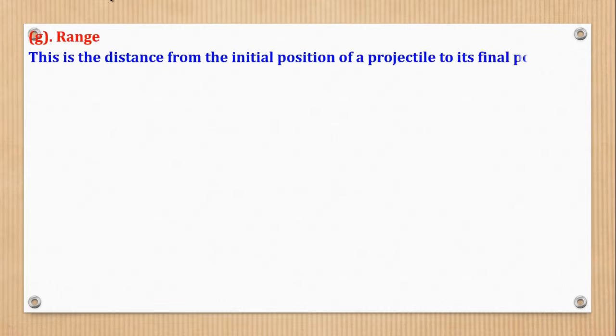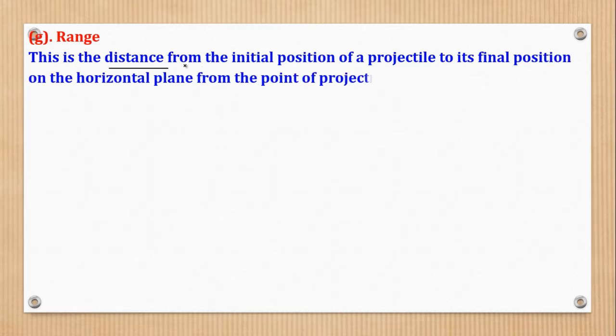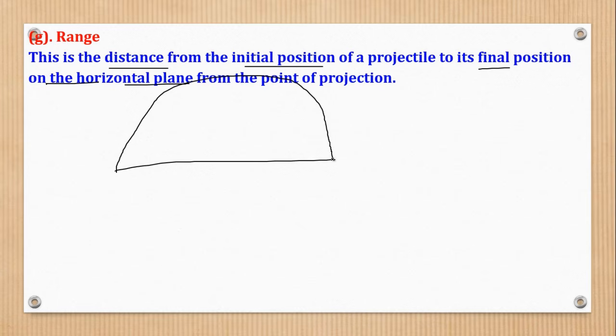Another term is called range. We also saw that in the diagram. So what is range? Range is the distance from the initial position of a projectile to its final position on the horizontal plane. Note this, on the horizontal plane from the point of projection. So it has to be a horizontal plane. It moves up to here. So this is a horizontal plane, meaning the distance from here up to here is what we call the range.